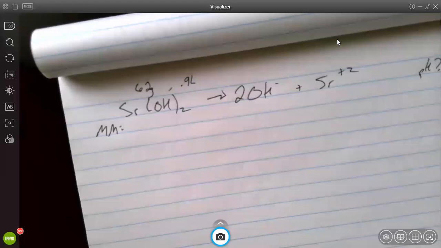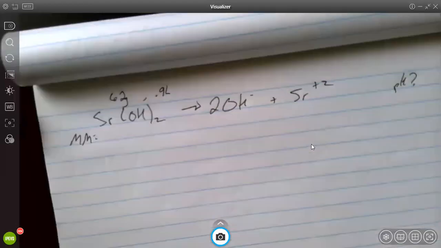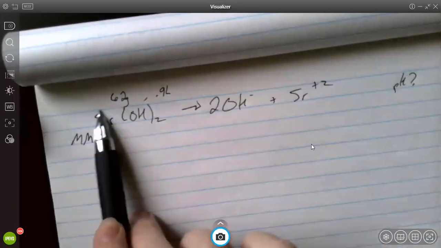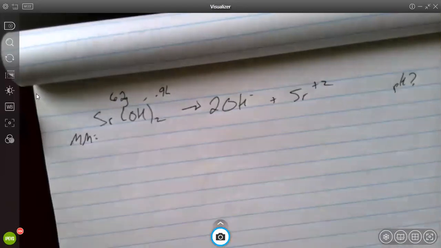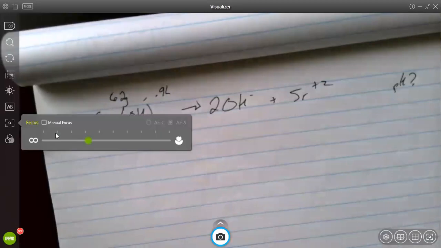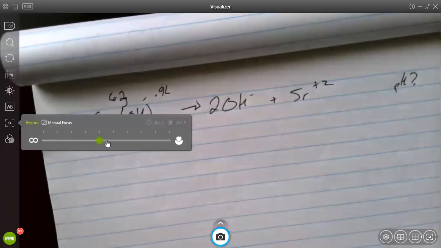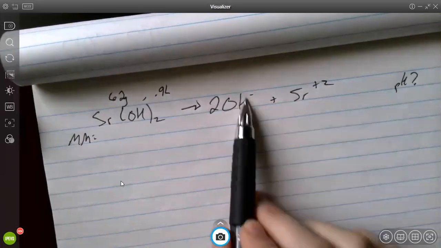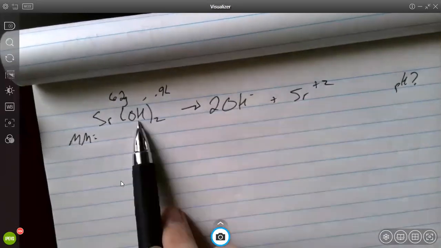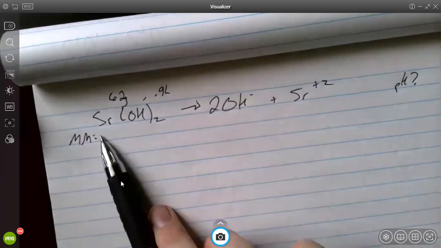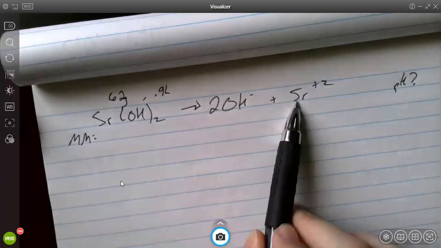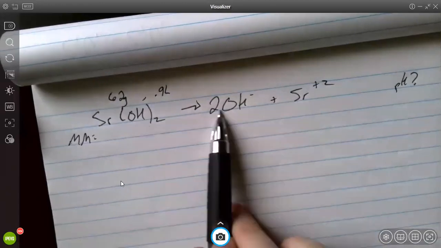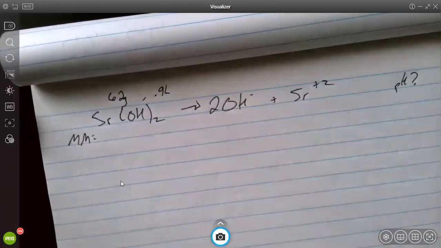Okay, the next question asks for the pH of Sr(OH)2. Because this is a base, it is not going to ionize, it's actually going to dissociate, which means that it doesn't react with water, it just breaks apart into the different ions. So we'll get our hydroxide ion and our strontium ion. And then we have to balance it because we have 2 OH here, I have to put a 2 in front of the OH on my product side.